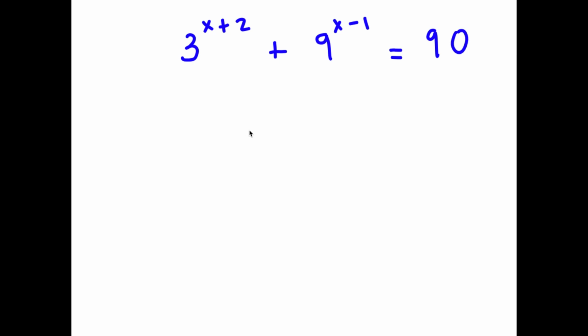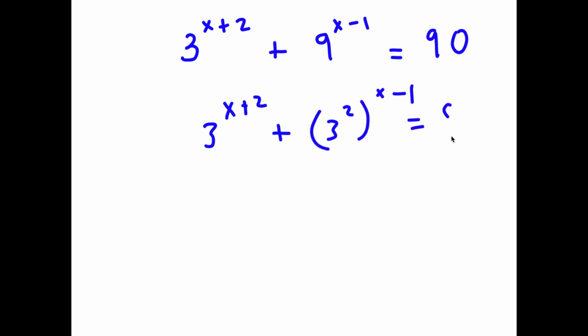Alright, so in this problem, I have 3 to the power of x plus 2 plus 9 to the power of x minus 1 is equal to 90. So to solve this, I'm going to first start by rewriting 9 as 3 to the power of 2. So now I have, this is a plus, 3 to the power of 2 to the power of x minus 1 is equal to 90.